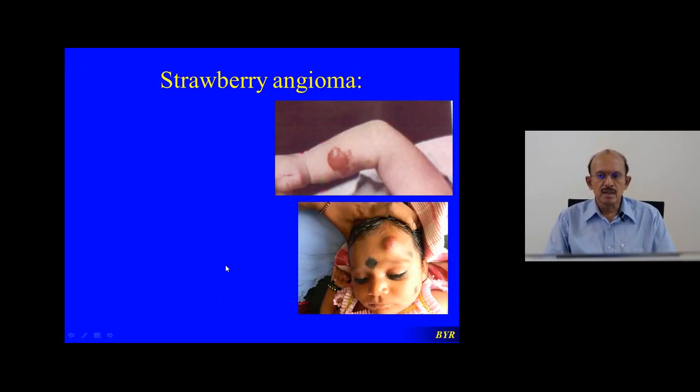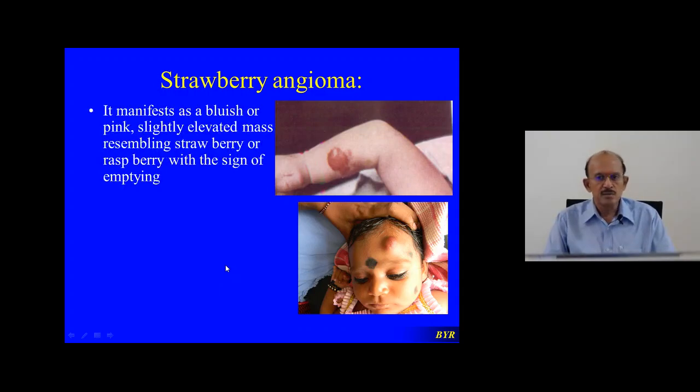So after Salmon patch and port wine stain, the other lesion due to capillary hemangioma is strawberry hemangioma. It manifests as a bluish or pink, slightly elevated mass. Salmon patch and port wine stain are flush with the skin. There is no elevation. You will observe it as a pigmented macule, which blanches on pressure. But strawberry angioma is a slightly elevated mass, resembling a strawberry or raspberry, with the sign of emptying.